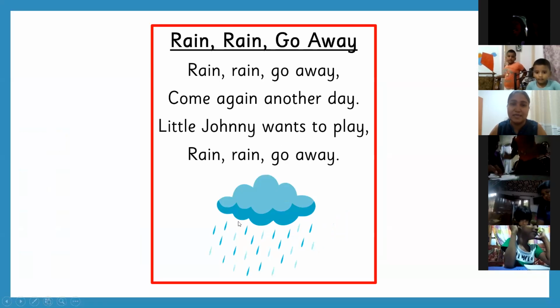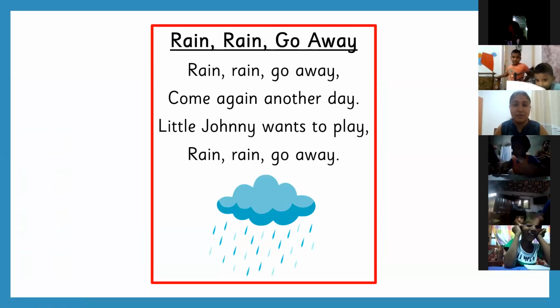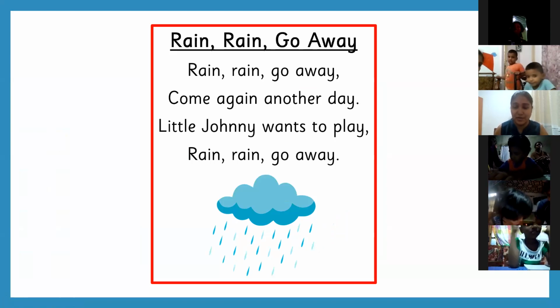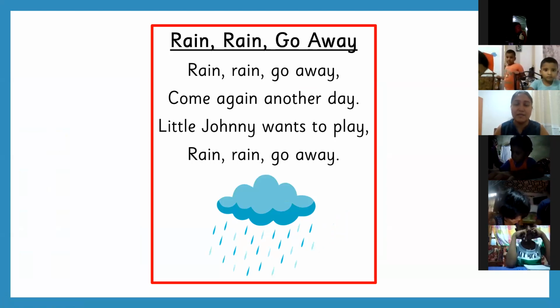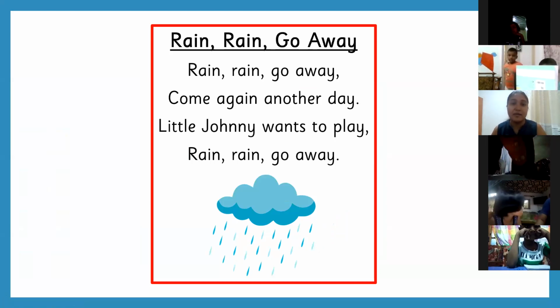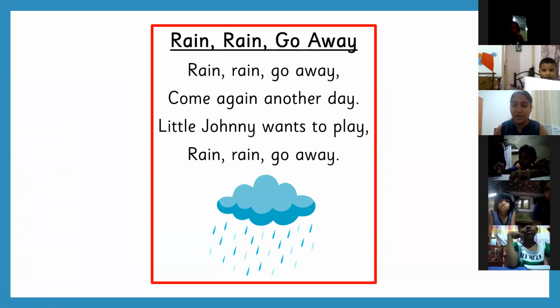Now let's see, Pute. This is a small poem. This is about the rain. Don't say just rain, it is rain. Proper pronunciation is needed. Now see, Putala. Rain, rain, go away. Come again another day. Little Johnny wants to play. Rain, rain, go away. Okay, this is our new poem.